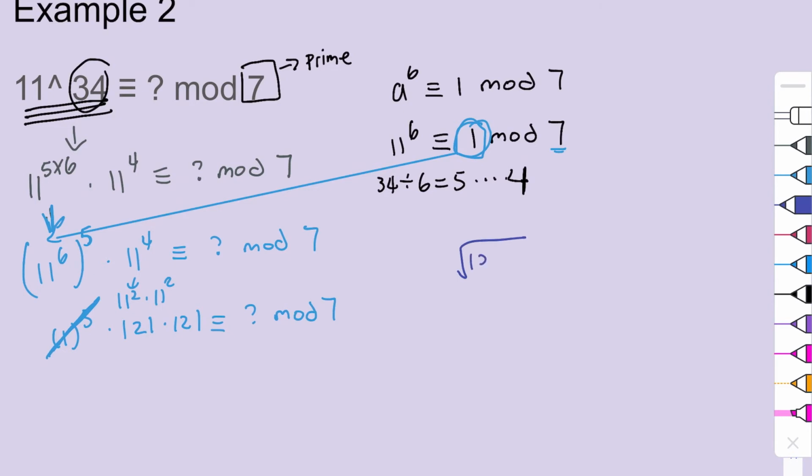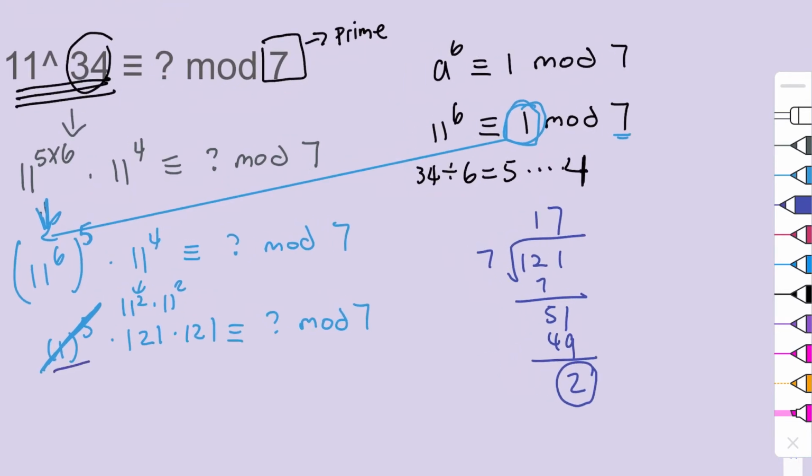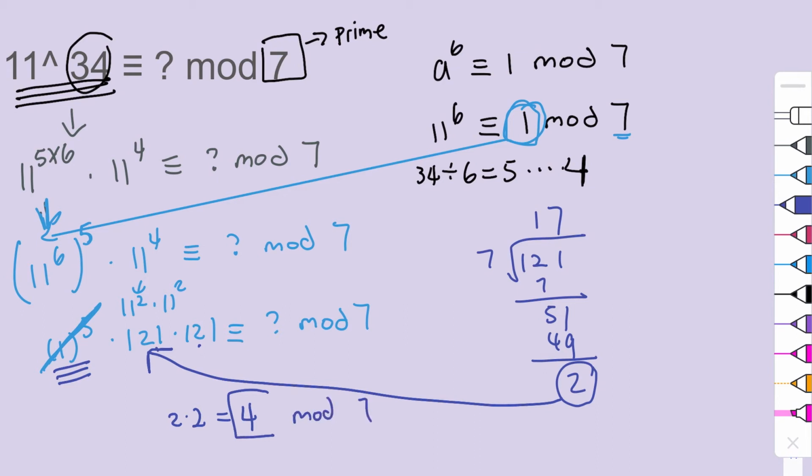So 121 divided by 7, 7 times 17 is 119, and we are going to have a remainder of 2. Same as before, we can just substitute a 2 for 121. So we would have 2 times 2, which is going to be 4. So 4 would be our answer in this case.